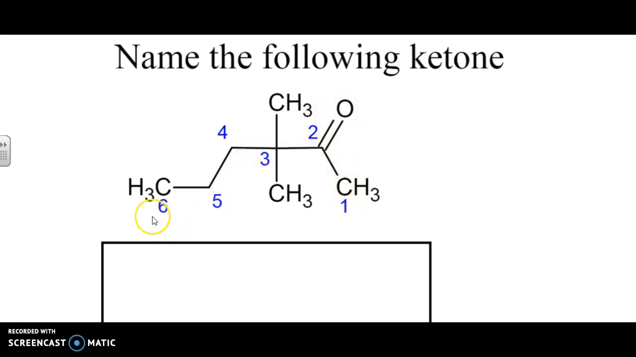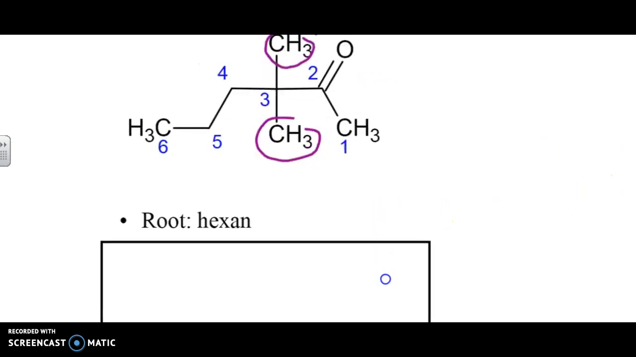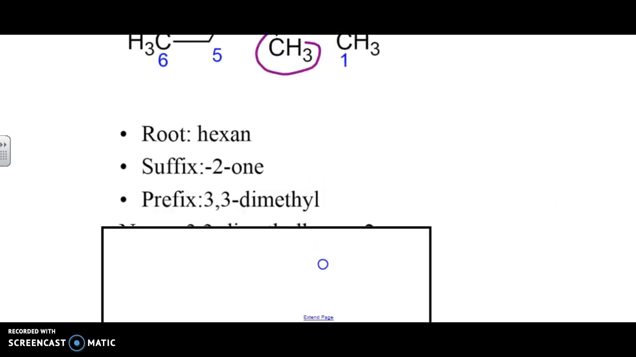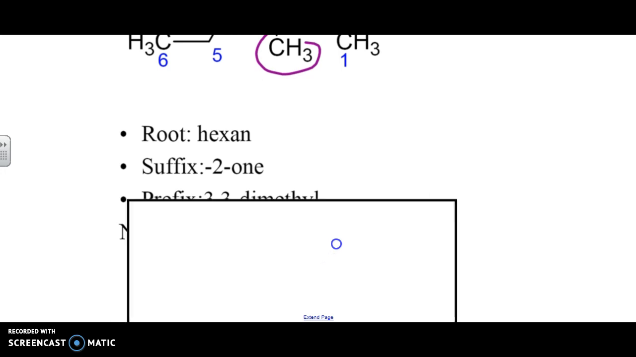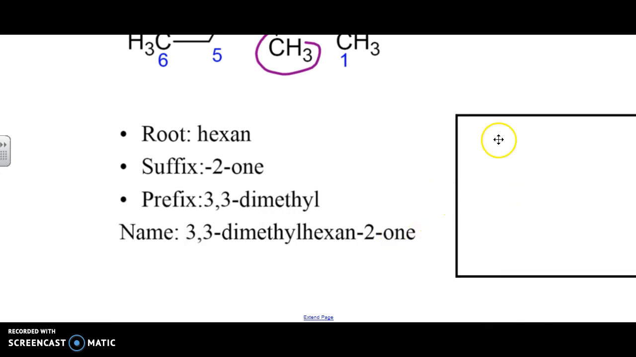So we've got a 6 carbon chain, so it's a hexan-2-one, and we have a methyl at spot 3 and spot 3 again. So therefore, if we put all this together, hexane root, suffix of 2-one, and the prefix of 3,3-dimethyl. So therefore, it's 3,3-dimethylhexan-2-one.